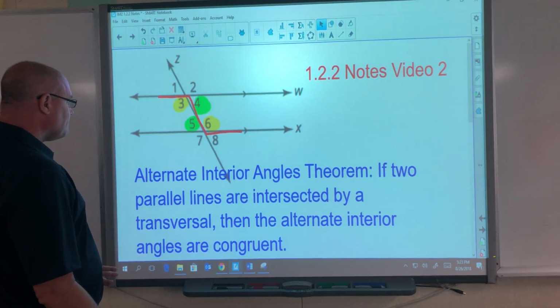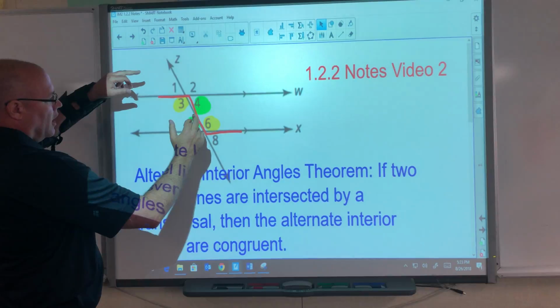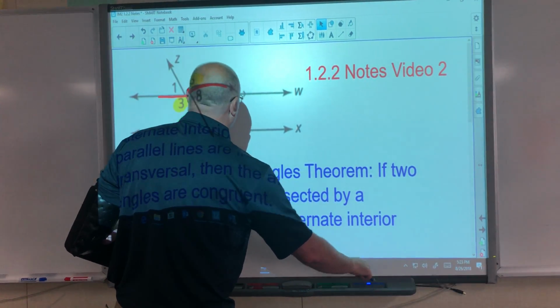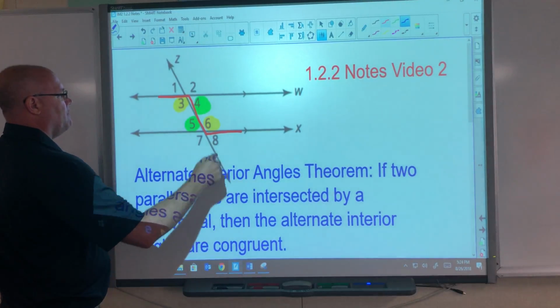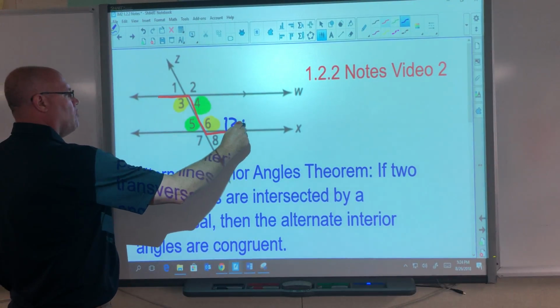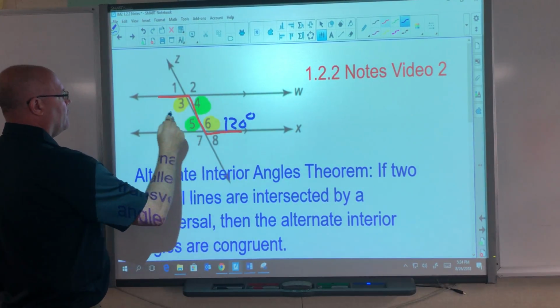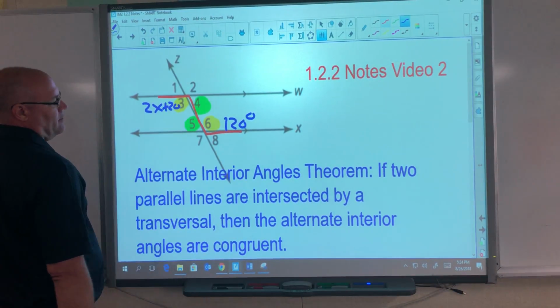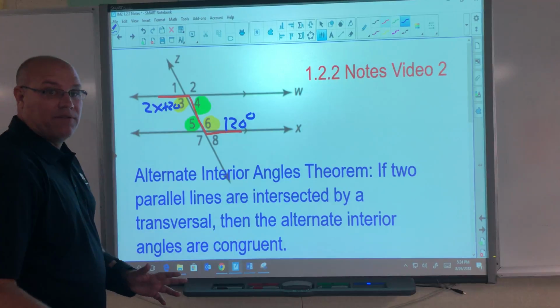So now, we know those are congruent. So what will it look like on a test? You'll have something like this. You'll have this is 120 degrees, and this is 2x plus, let's say, 20. So they'll say, oh, find the value of x.